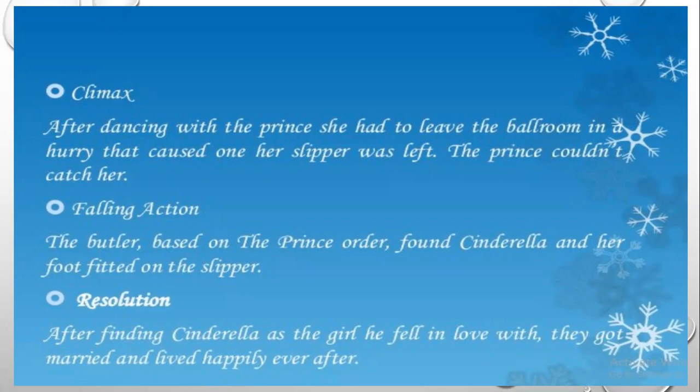Resolution: after finding Cinderella as the girl, he fell in love with her. They got married and lived happily ever after. So here we have what? We have the 5 parts of the plot.